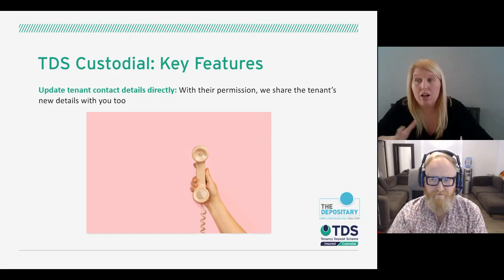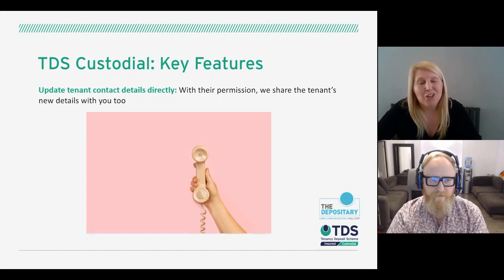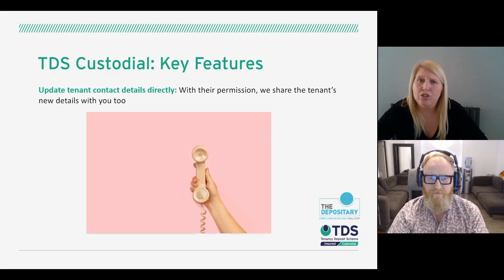If you do recognize that you've not put in the correct details for a tenant, perhaps when you registered the deposit you only had a mobile number and you've now got an email address for them, or through human error you've put @hotmail.com instead of @hotmail.co.uk, and therefore the tenant's not receiving the communication from us, you can simply update those tenant contact details as you need to.